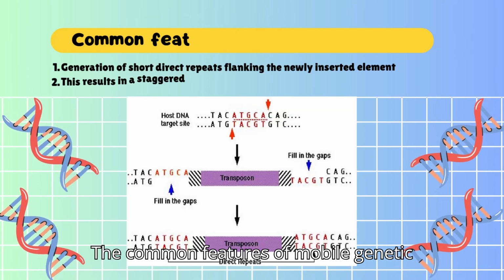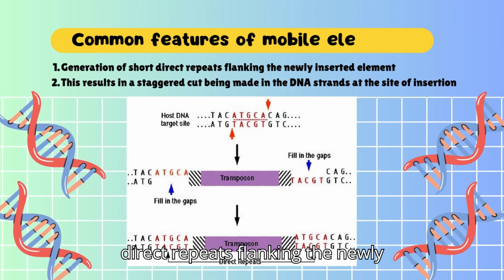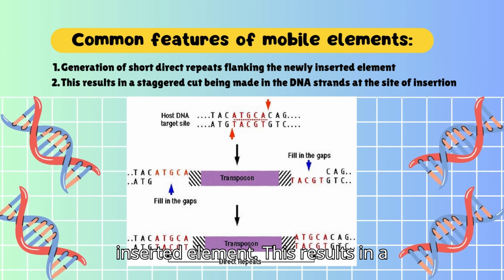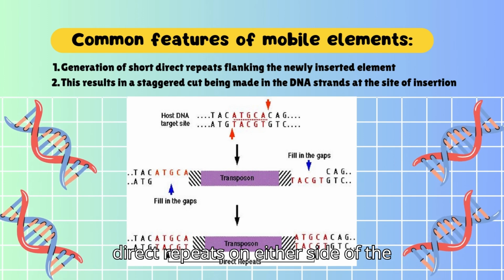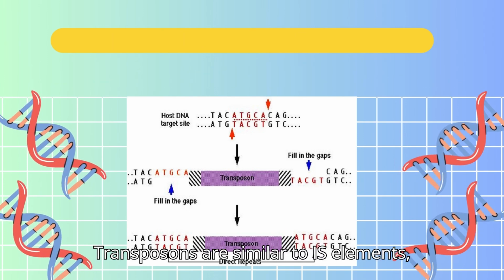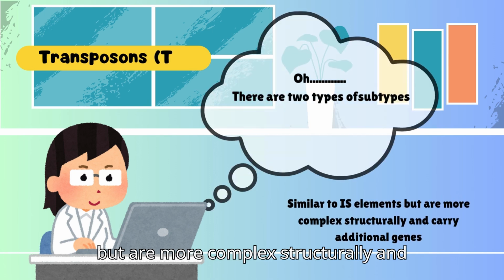The common features of mobile genetic elements include the generation of short direct repeats flanking the newly inserted element. This results from a staggered cut being made in the DNA strands at the site of insertion. As the transposon inserts itself, these staggered cuts are filled in, causing direct repeats on either side of the inserted element. Transposons are similar to IS elements, but are more complex structurally and carry additional genes.